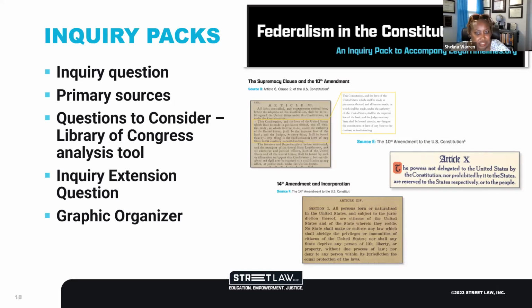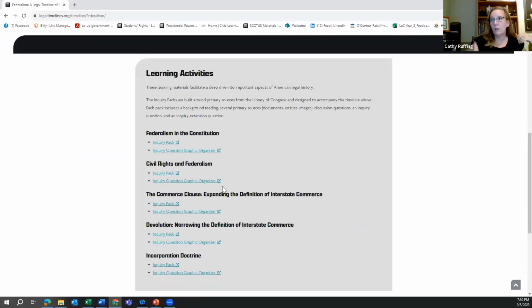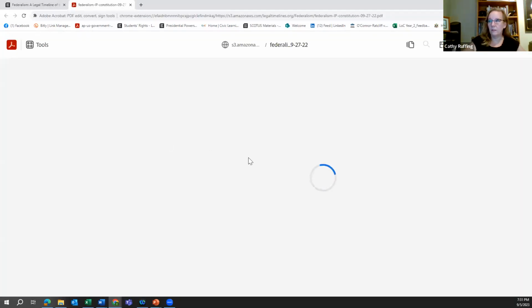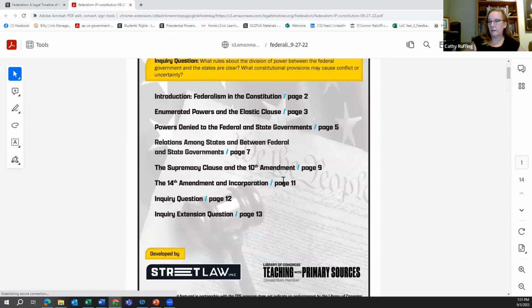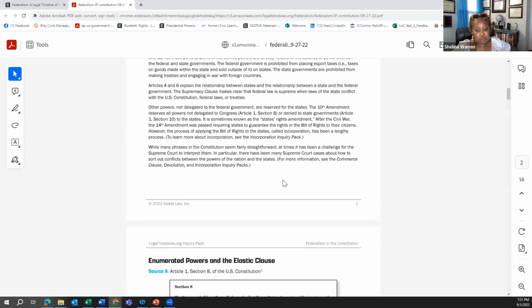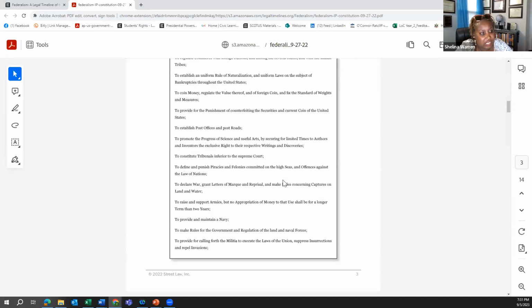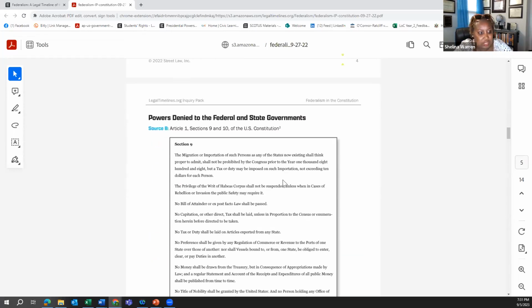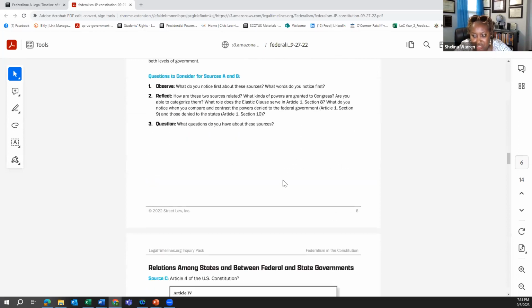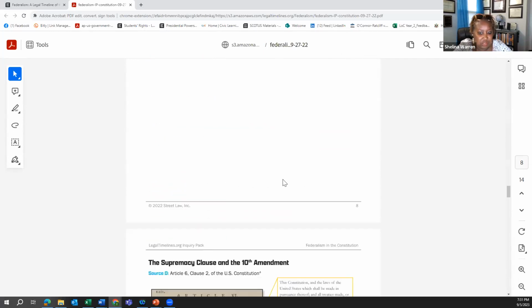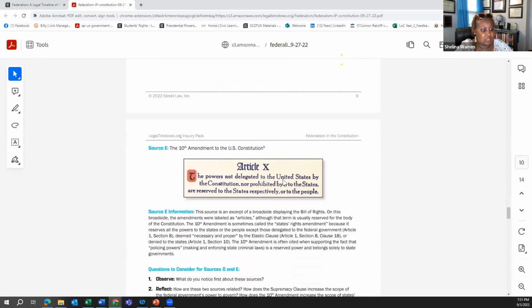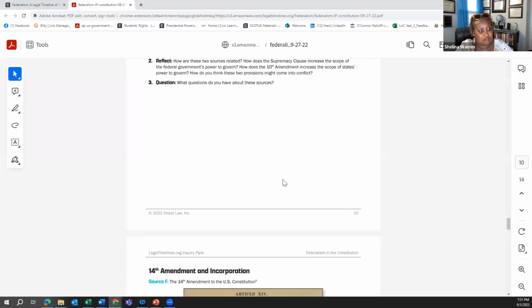Let's look at an example, please. Where you find the inquiry packs is below the timeline itself. If you scroll down, you'll see them. So like Shalina just said, you're going to see me select the Federalism in the Constitution inquiry pack. As I said earlier, it includes an inquiry question, primary sources, and an extension tool. It also includes a graphic organizer for your students and questions to consider from the Library of Congress analysis tool. And notice where they're asking students with the sources to observe, reflect, and question.